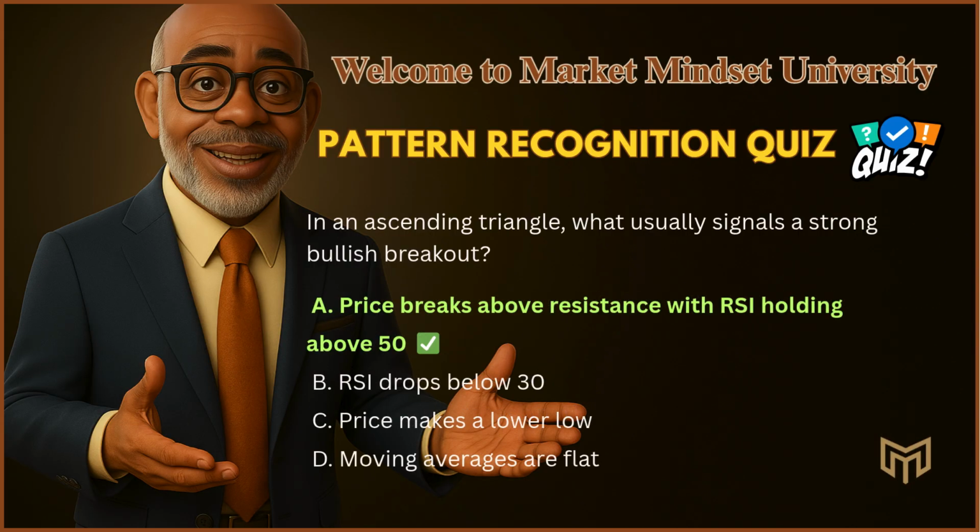The correct answer is A, price breaks above resistance with RSI holding above 50. When price breaks above the resistance line of an ascending triangle while RSI remains above 50, traders often interpret this as a bullish breakout supported by momentum. This combination may signal continued buying strength and possible trend continuation.